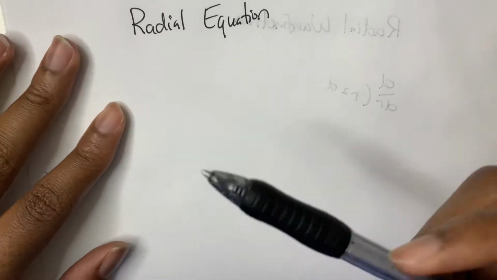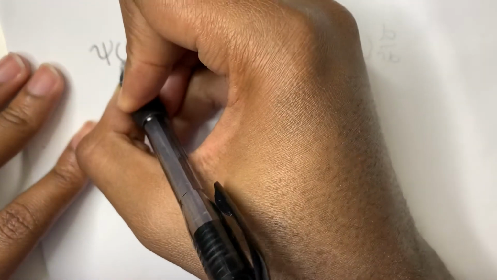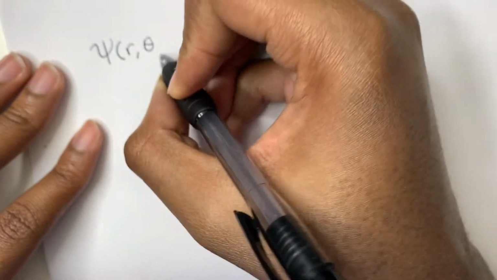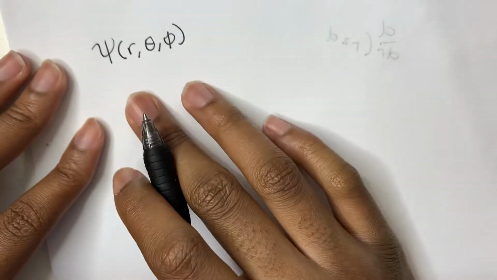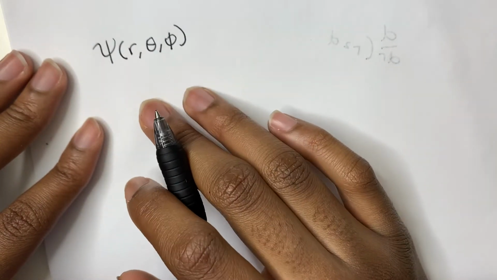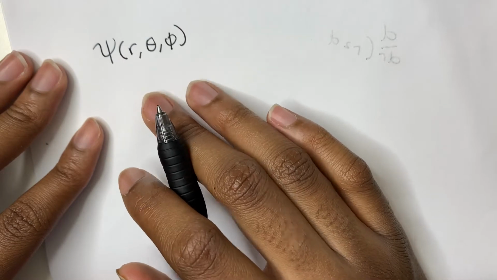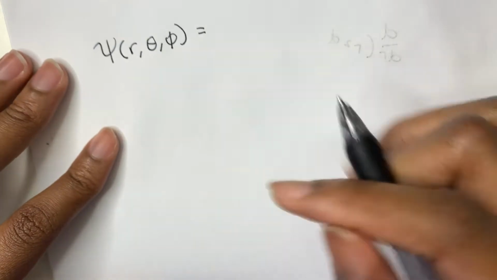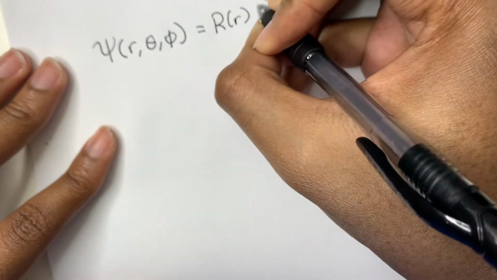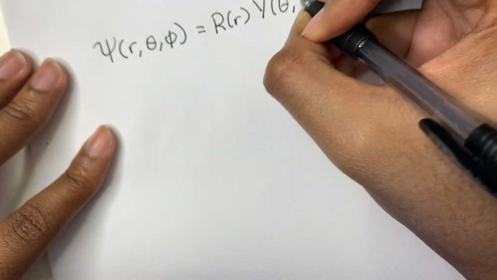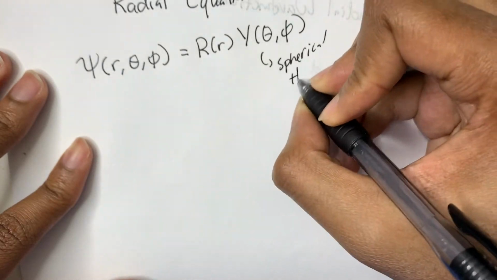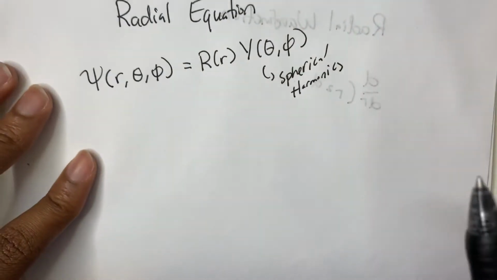So let's just do some review over here. If you recall from the first video in this series, the wave function is a function of the radius, the angle theta, and an angle phi. This is a wave function in the 3D spherical coordinate space. And we assume that the wave function is separable into a radial part and an angular part. Now this angular part, we call the spherical harmonics. And the previous two videos focused on just that.